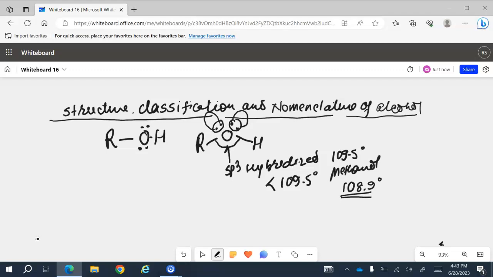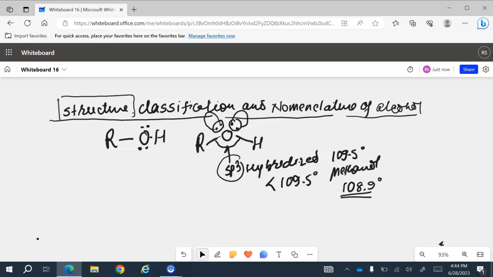So the take-home message here is that the oxygen of the alcohol molecule is sp3 hybridized, and the ROH bond angle is less than 109.5 degrees. It can be like 108 or 107, depending upon what R group is involved in this molecule. So that is the structure of alcohol.